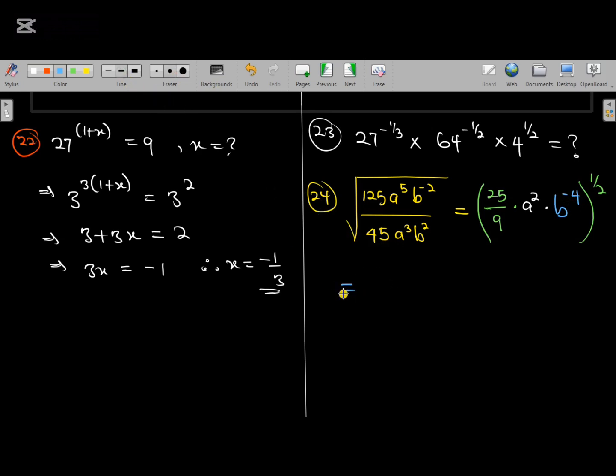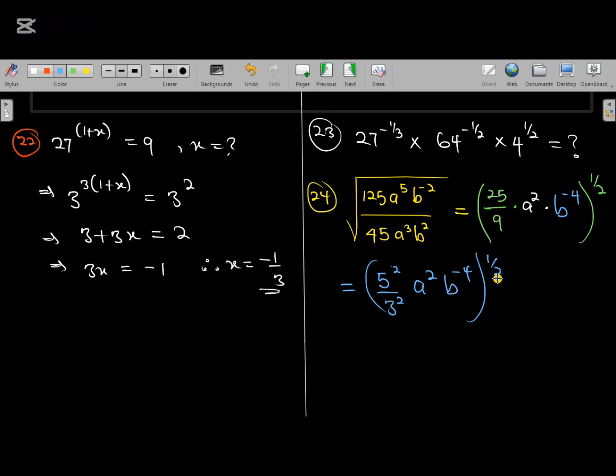So this is going to become, recall that 25 is the same as 5 to the power of 2, and 9 is 3 to the power of 2. Okay, so here I can now write this as 5 to the power of 2, a to the power of 2, b to the power of negative 4, all over 3 to the power of 2, all raised to the power of half.